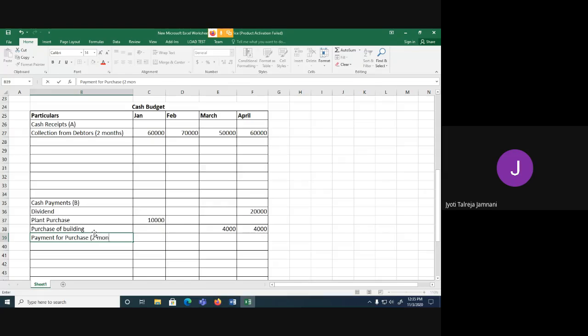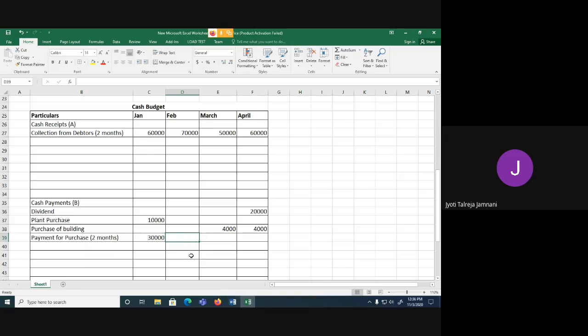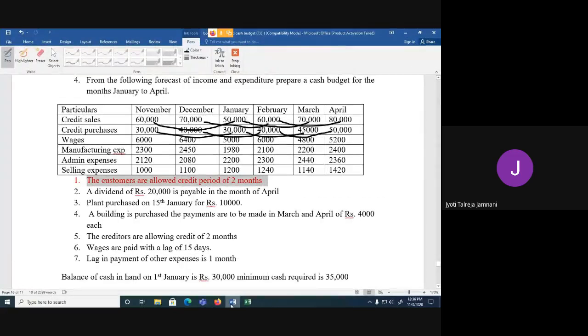Two months lag. So November we had purchased 30,000, which we will pay in January. November, December we leave, and January we pay after 2 months. December 40,000, what you purchased you will pay in February. So December's will be paid in Feb after 2 months.